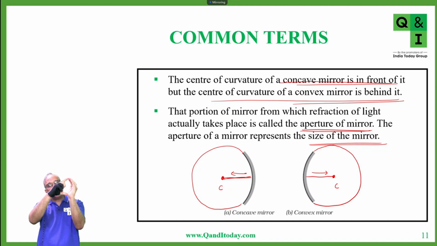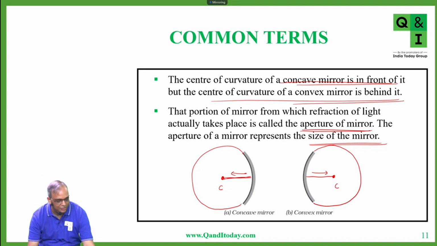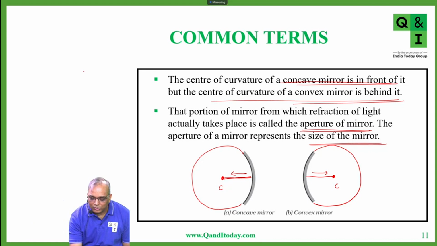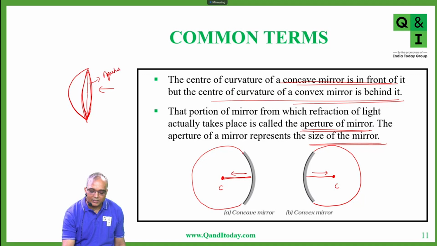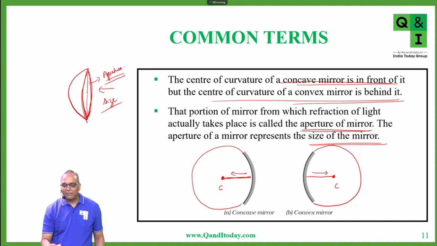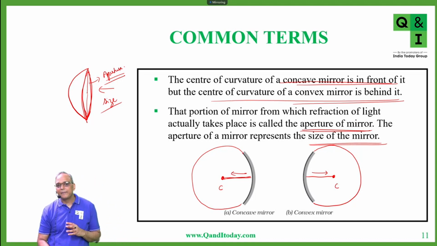Generally this diametrical portion, let's say, I'll draw it here and explain to you. Let's say this is the mirror, and it will look like this. Now, this is a spherical part, right? If you see it from here, you will see it as a sphere. The diameter of this, from here to here, is called the aperture of the mirror, or the size of the mirror. Is it clear? Do you understand what the aperture of the mirror is now?